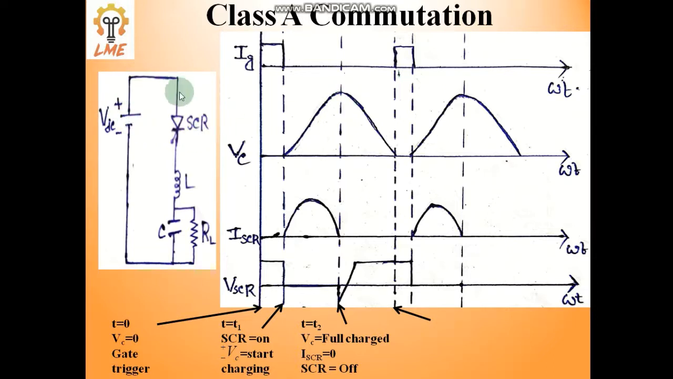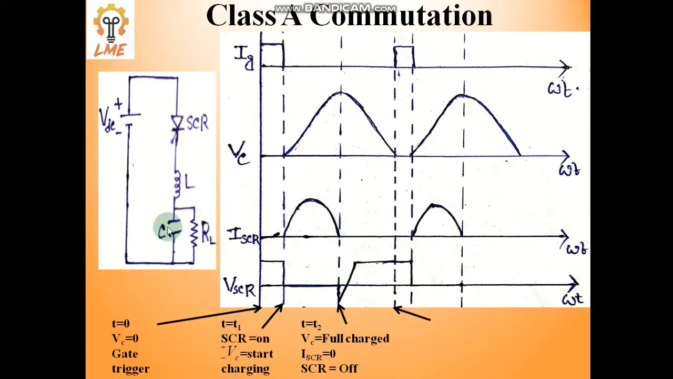The current flowing through here goes to zero, because when the capacitor is fully charged, it acts as an open circuit, so current cannot flow through this SCR. In this time, the capacitor's stored charge is more than this VDC, so it also provides a reverse force to this SCR, and the SCR will be off. That is why I_SCR, the current across the SCR, goes to zero and the SCR is off.